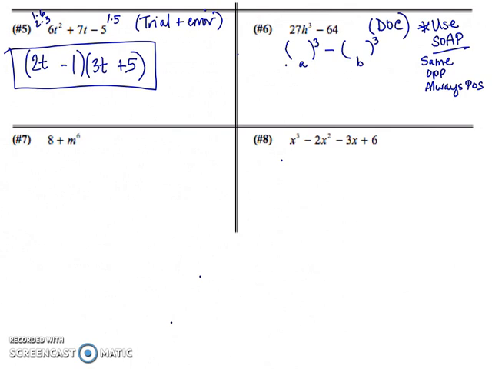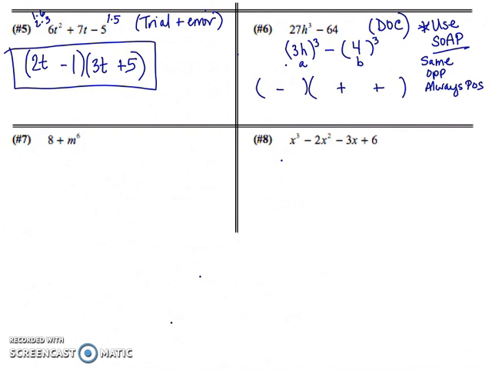Okay, so 27h cubed is 3h times 3h times 3h. And then 64 is 4 cubed. So now we've got our A and our B, and we know that when we factor a difference of cubes, we're going to have a binomial and we're going to have a trinomial. And our signs are going to be the same sign, and then the opposite sign, and then always positive. So now we've got our signs, right?